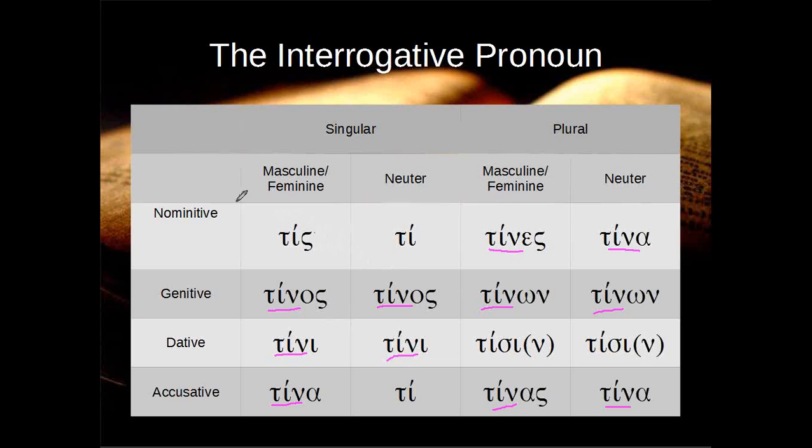Now, if we go back to the nominative or even the dative plural, we don't have the nu there anymore. It drops, and all we have is the sigma of the noun ending. Why do we not have the nu there anymore? What is it about the nu that makes it disappear?